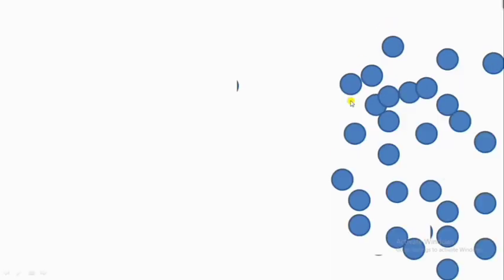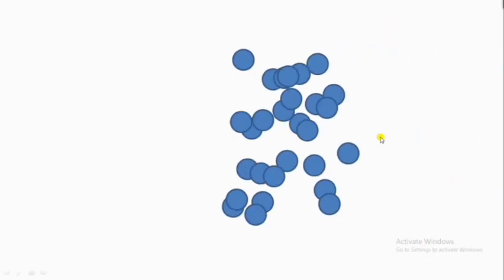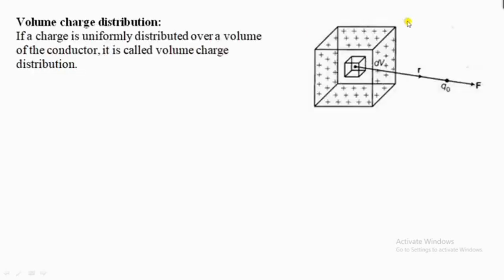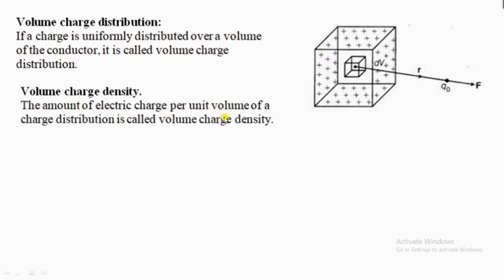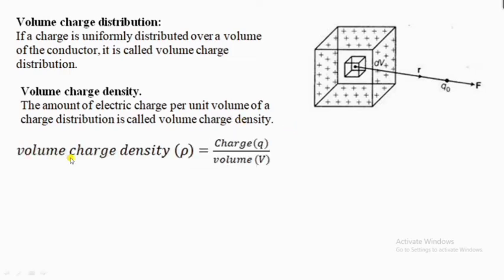Now the next case: these are the charges and they are making one solid volume. So they are distributed over a volume, so we call it volume charge distribution. Volume charge distribution is defined as the charges distributed over a volume of a conductor. The amount of electric charge per unit volume of a charge distribution is called volume charge density, meaning volume charge density is given by charge by volume. So the unit of volume charge density is charge over the unit of volume, which is meter cube, so coulomb per meter cube.